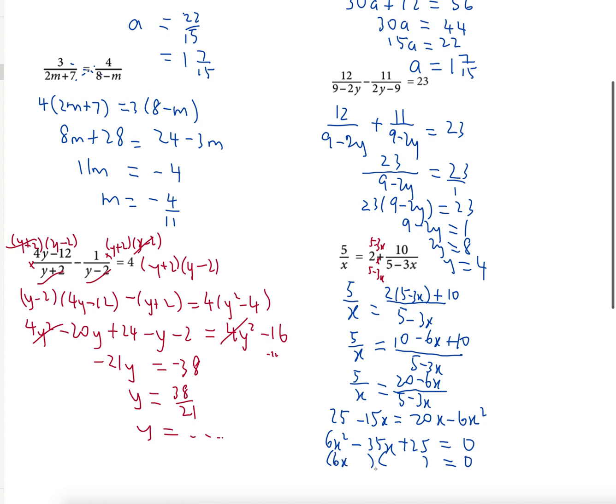We have 6x minus 5 and x plus 5. Right, check the answer. Oh, this is minus also. Right, so we have two answers. x is 5 over 6 and x is 5. Right, that completes the discussion on algebraic fractions. Thank you.